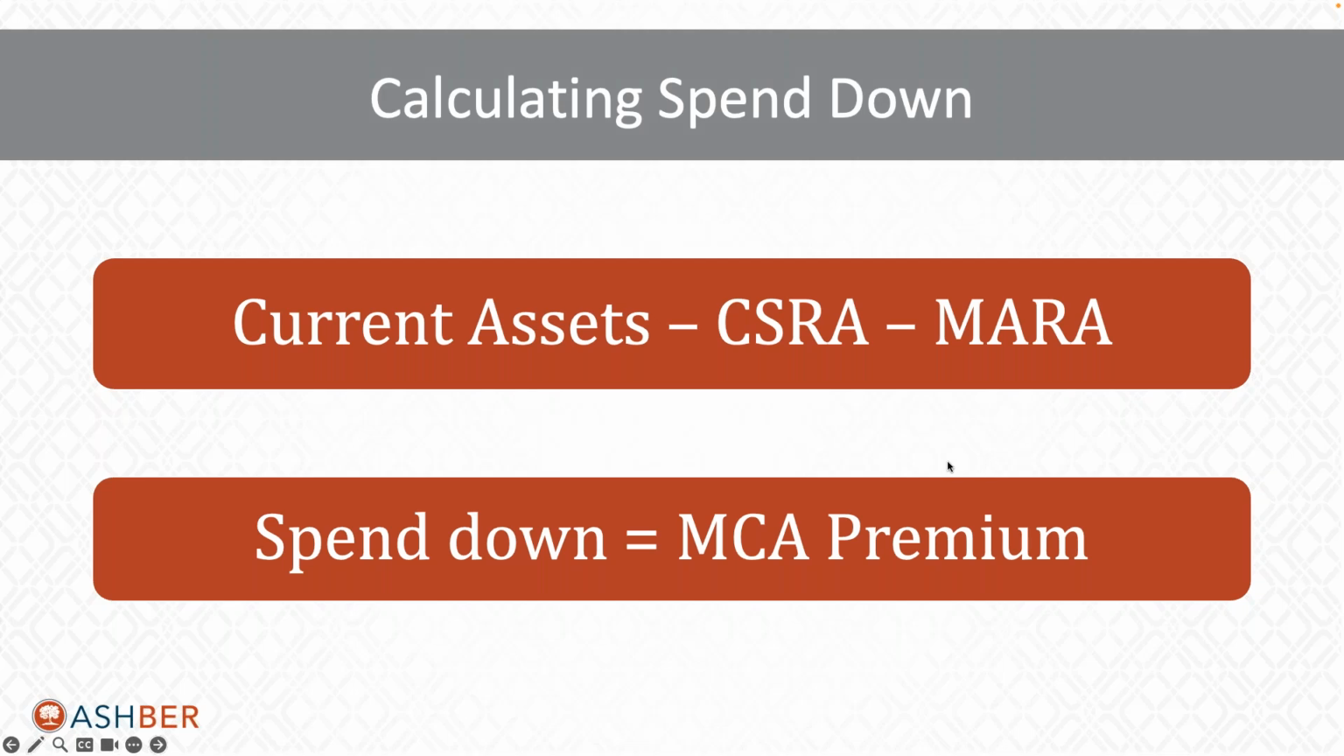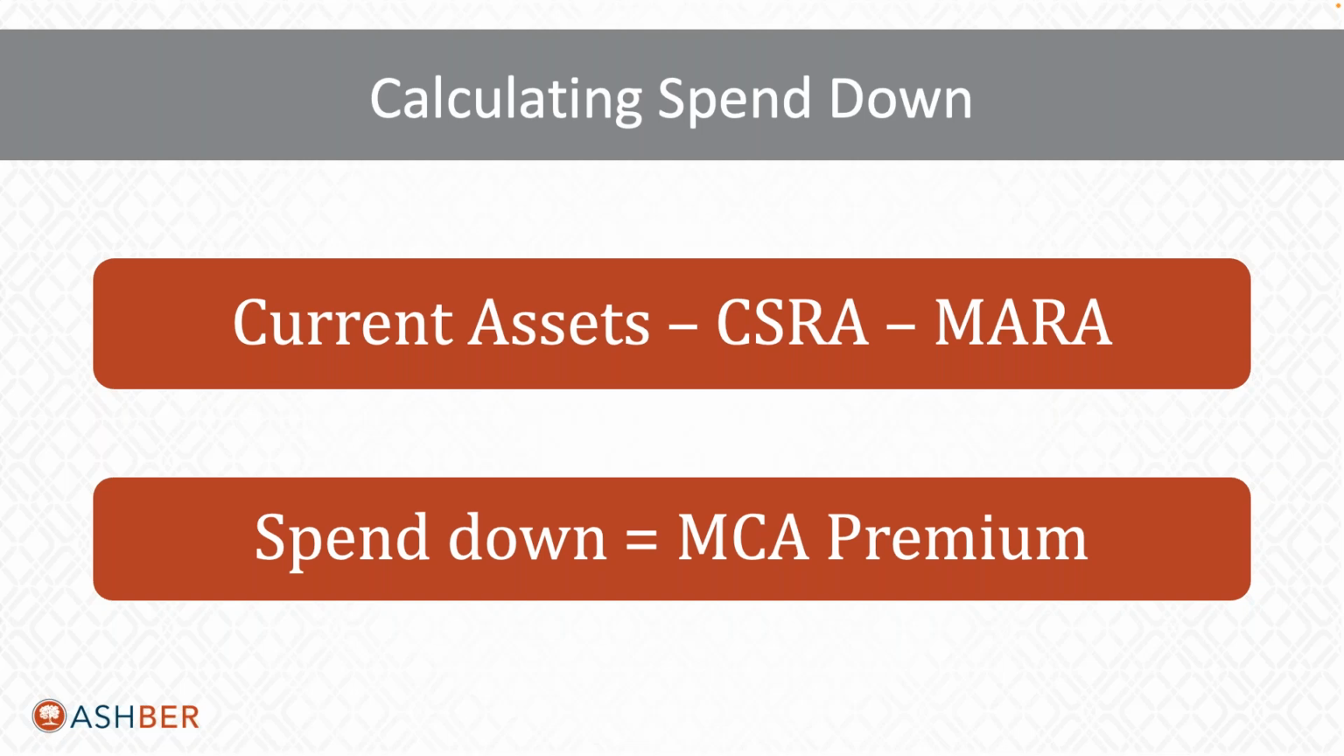All right, so obviously that's probably the most complicated part of this process, because everything else is easy peasy. Calculating the spend down is merely taking the current assets, not the snapshot assets, the current assets, and subtracting the community spouse resource allowance and also the Medicaid applicant resource allowance. And then simply speaking, once we get our spend down, the spend down is going to equal the Medicaid compliant annuity.